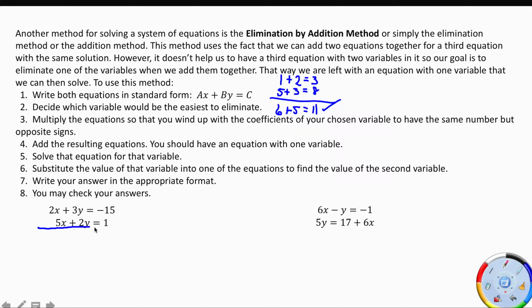In other words, I could add these equations together right now and get 7x plus 5y equals negative 14. And I have another equation that has the same solution, another valid equation. But it doesn't help me because I can't solve this equation either. So our goal in adding them together is to see that one of the variables gets eliminated so that we wind up with one equation with one variable, which then we can solve.